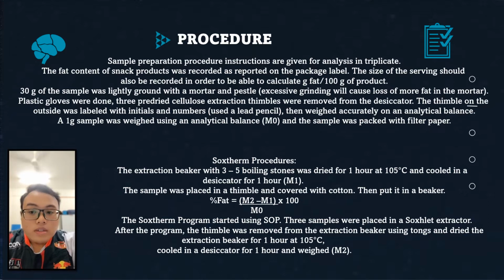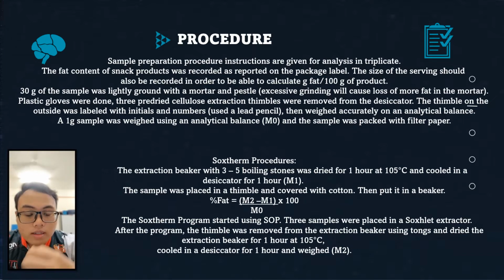Sample preparation procedure. Instructions are given for analysis in triplicate. The fat content of snack products was recorded as reported on the package label. The size of the serving should also be recorded in order to be able to calculate gram fat per 100 gram of product. 30 gram of the sample was lightly ground with a mortar and pestle. Excessive grinding will cause loss of more fat in the mortar.